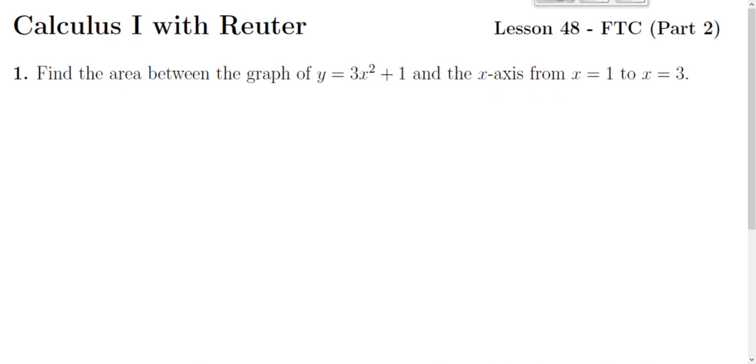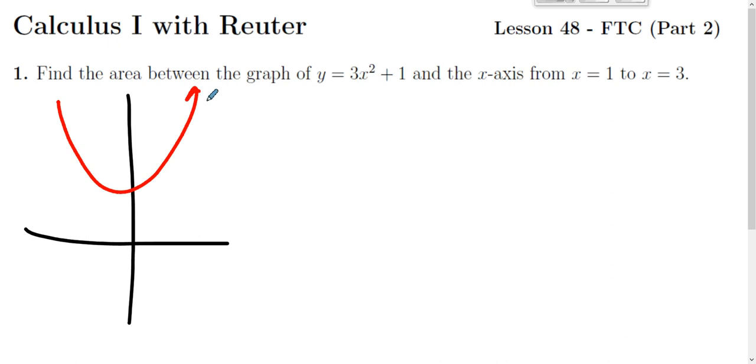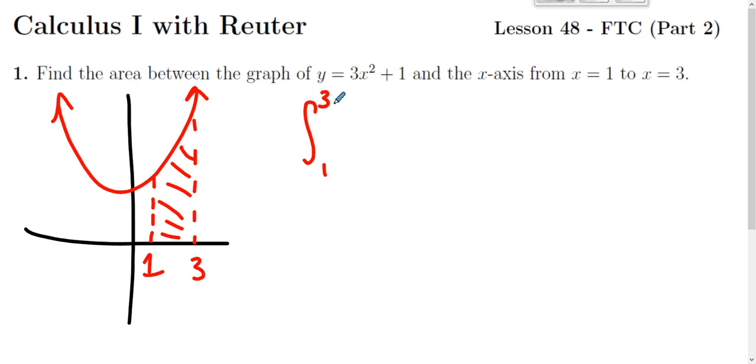So find the area between the graph of 3x squared plus 1 and the x-axis from 1 to 3. All of this area is above the x-axis, so the area is the definite integral. It's the definite integral from 1 to 3 of 3x squared plus 1 dx. The dx matters.